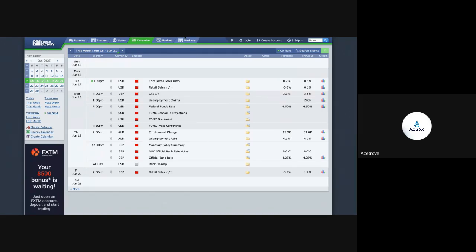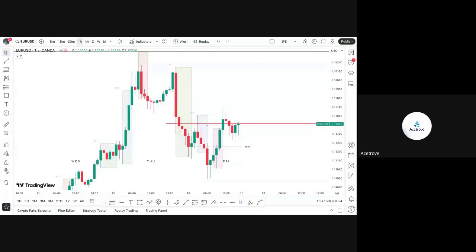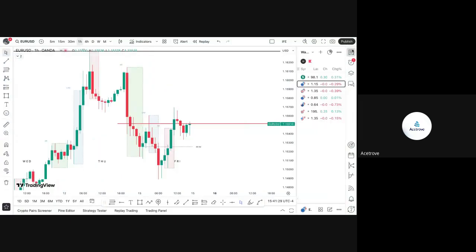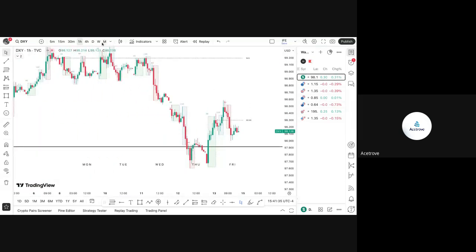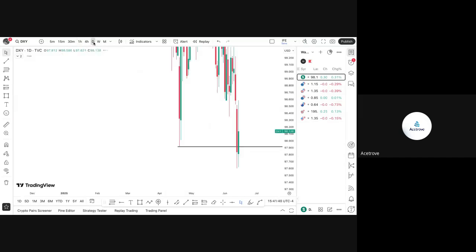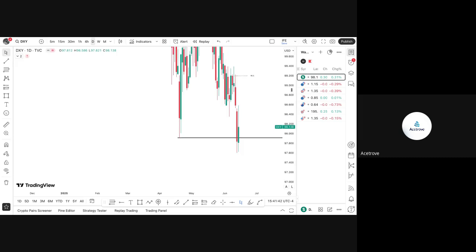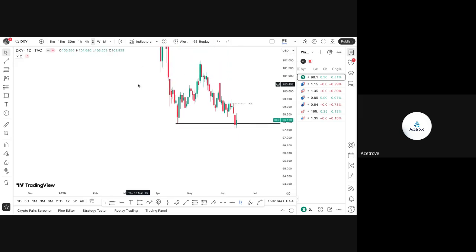Now let's hop on the chart and see what we have on the chart. If you go to the chart itself, I always start my analysis from the dollar index. Dollar index is the king of all. It's the major director of all other currencies, right? Because obviously it's the dollar. So if you go to the daily time frame, I start my analysis typically on the daily time frame.